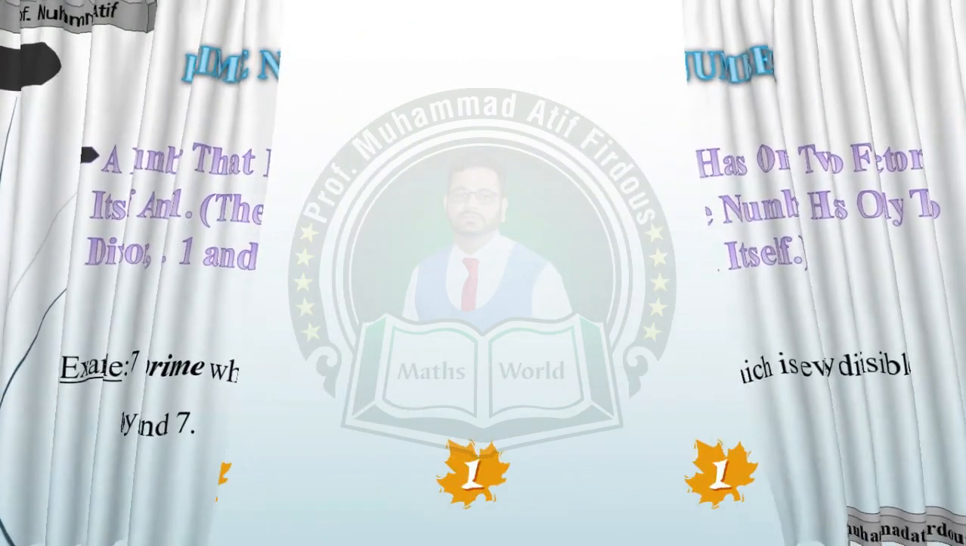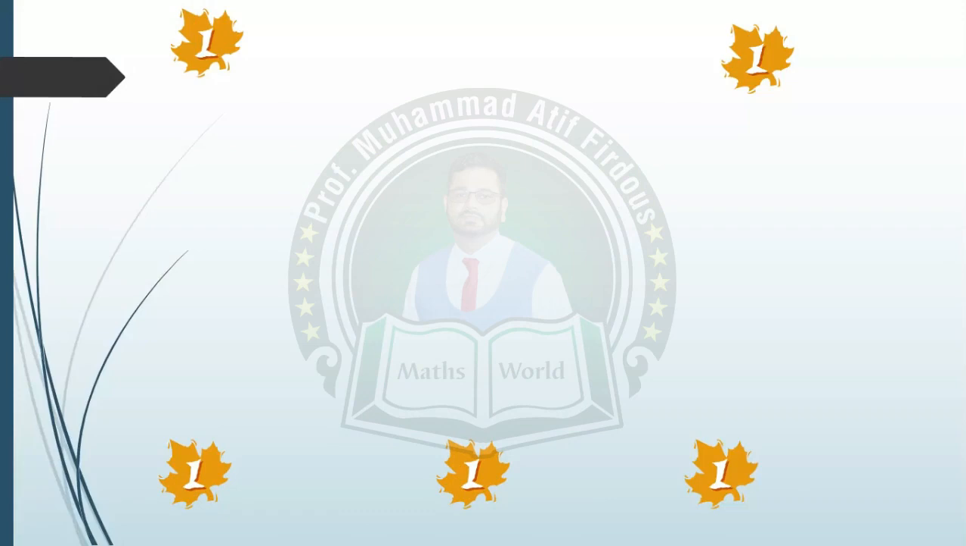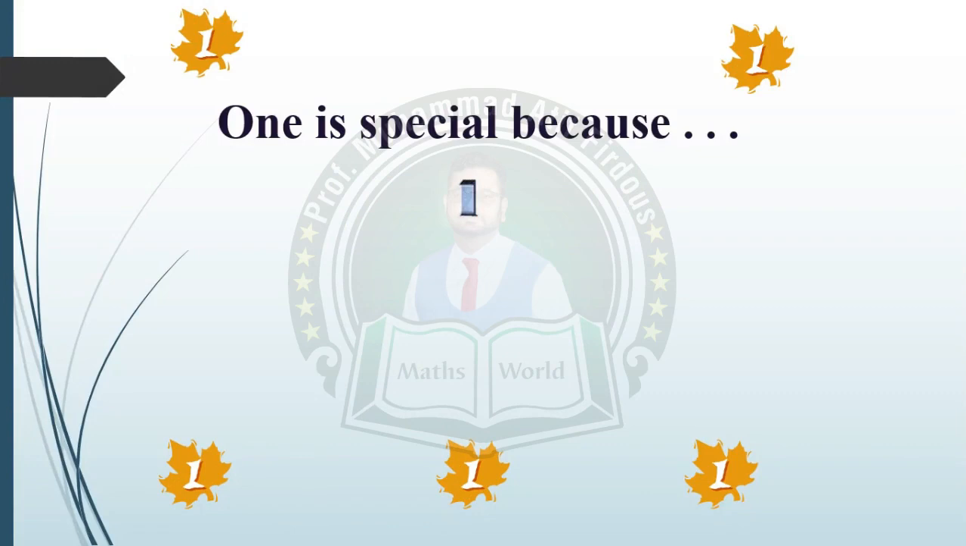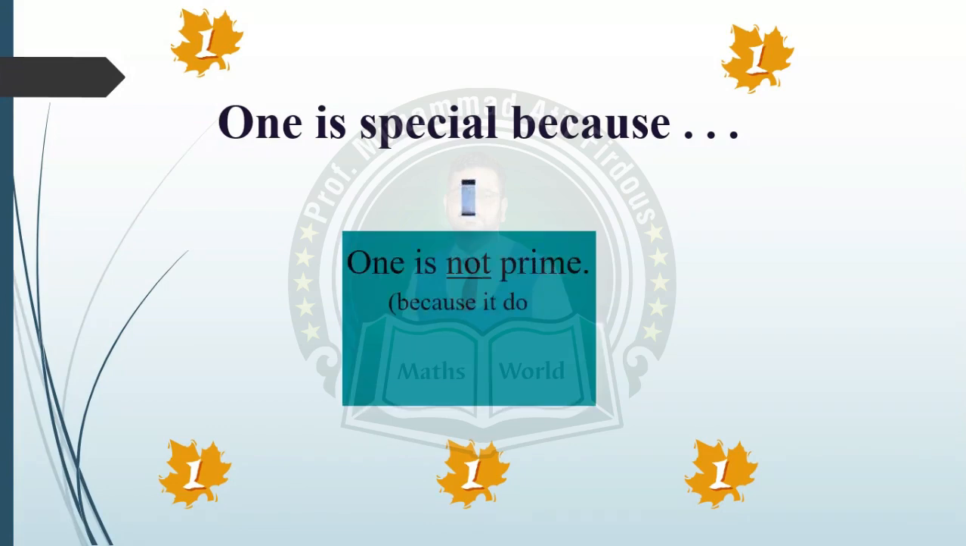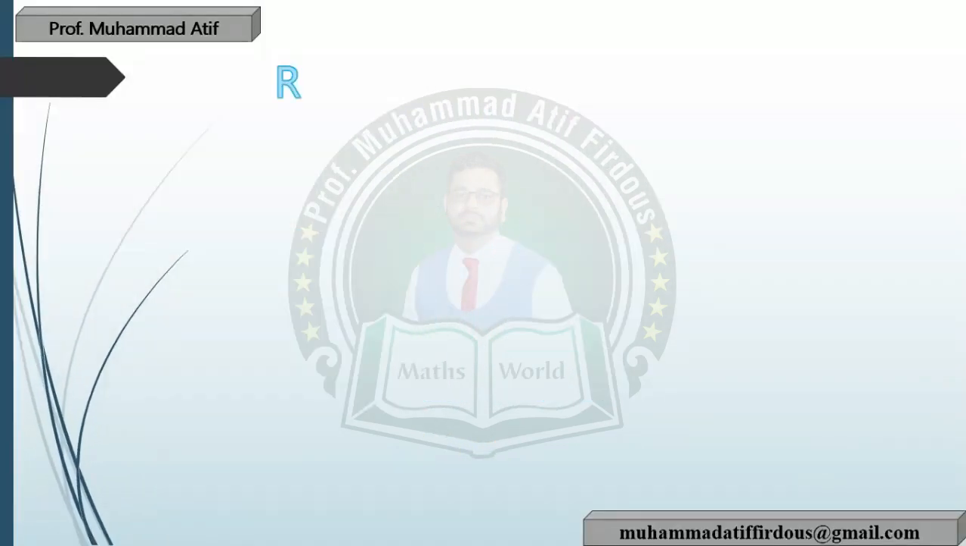Now, a very interesting fact about 1. The question is: is 1 a prime number? The answer is that 1 is not a prime number because it does not have exactly two different factors. Because of the uniqueness property, 1 is not a prime number. Got it? Okay. So the next definition is relatively prime.